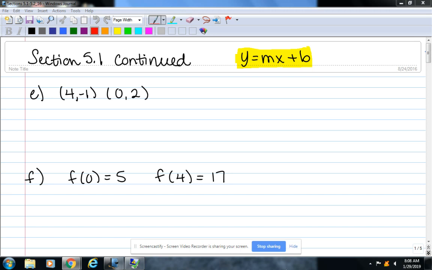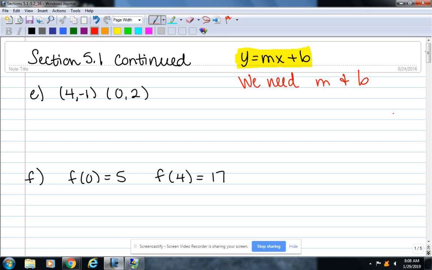Now, what two things do we need to write an equation in slope-intercept form? Slope and y-intercept. We need M and B every time. For every equation, if we have M and B, we're ready to write it in slope-intercept form.